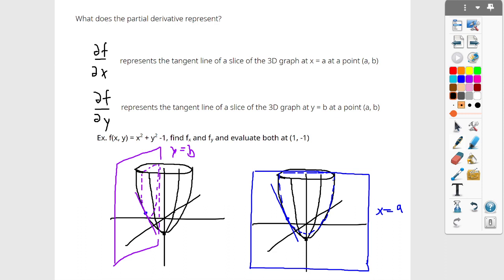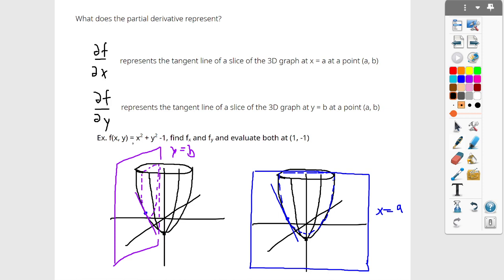So what does this actually tell about the graph? It basically tells at that plane, if you go in the y direction, how is it changing in the y direction on that plane? The same thing for the other one, x equals a. If you're on that plane, how much is it changing in the x direction, right? So that is the partial derivatives.